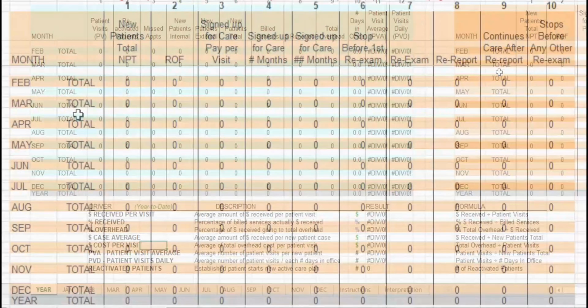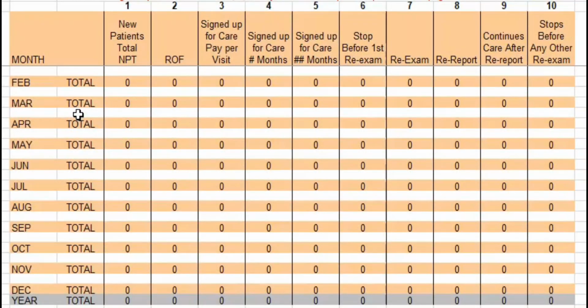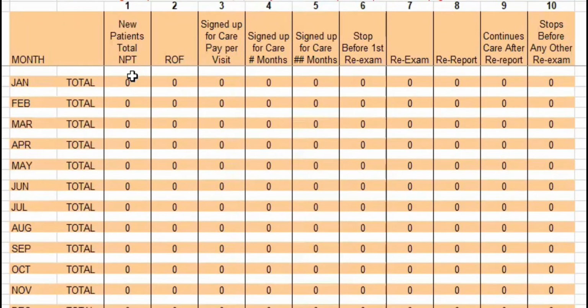Now, this is where this really, really helps us out. I want you to imagine that you had 10 new patients during the month of January, and you had 0 reported findings. Where's your problem? Clearly, your visit 1 needs work. You need to do something about it. Work with us. We'll help you out.